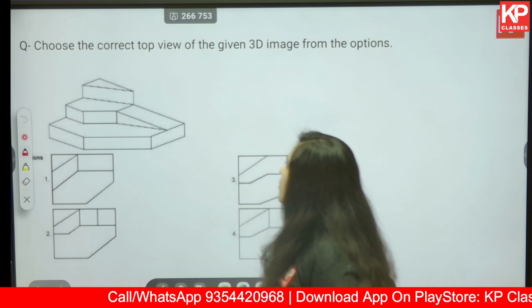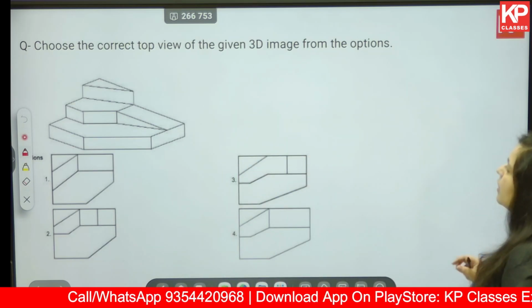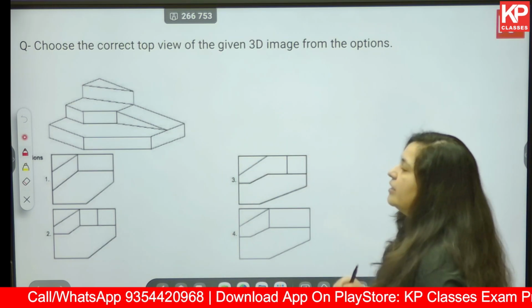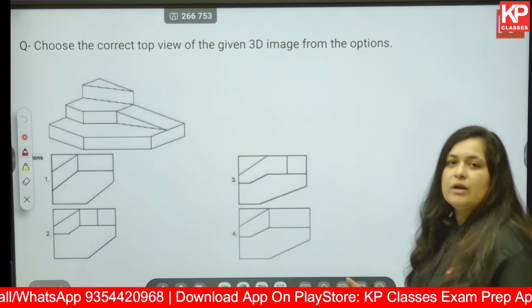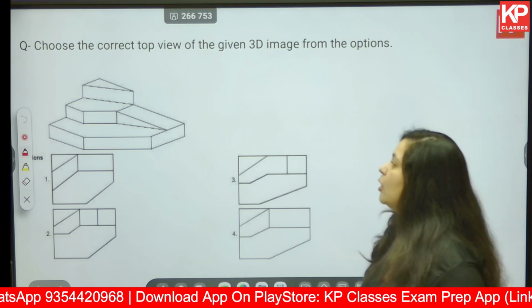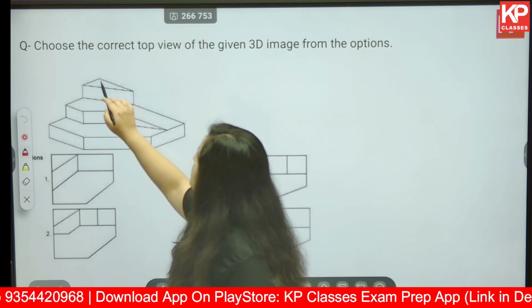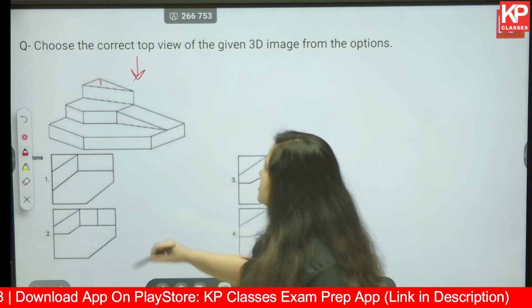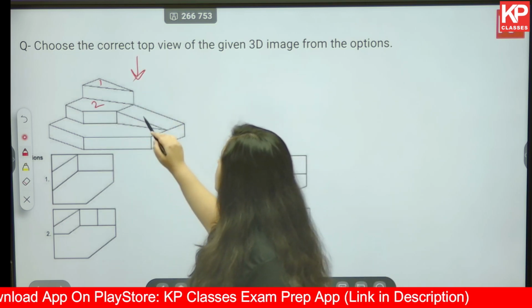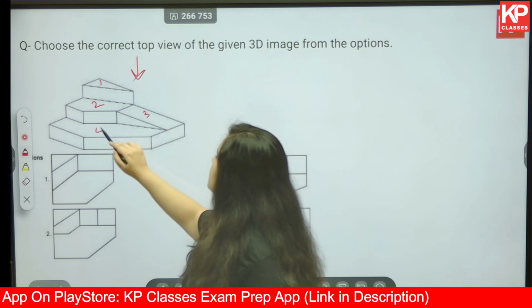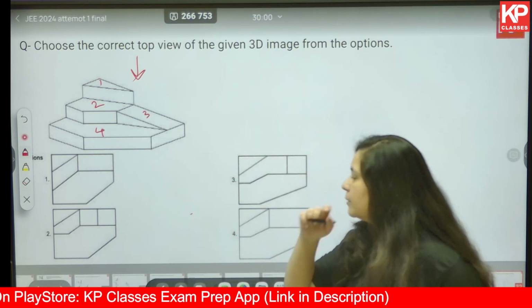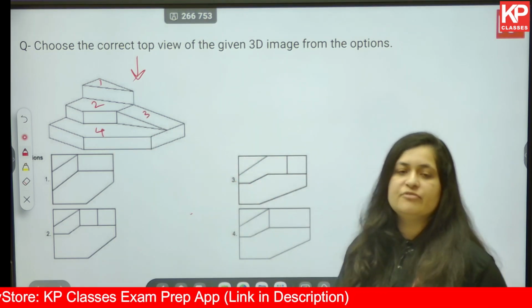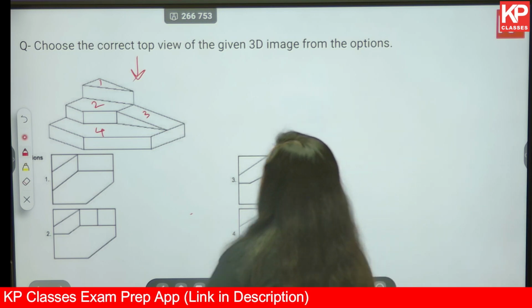The next one now. Choose the correct top view of the given image. The same solid, but now we have to talk about the top view. Let's mark the surfaces that we'll be able to see from the top. So surface number 1, surface number 2, surface number 3 and surface number 4.